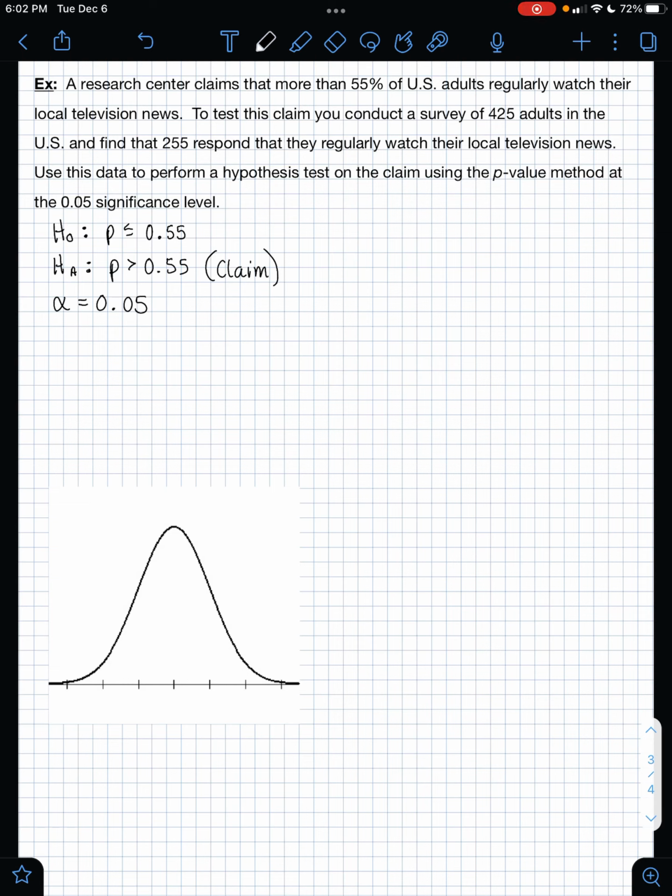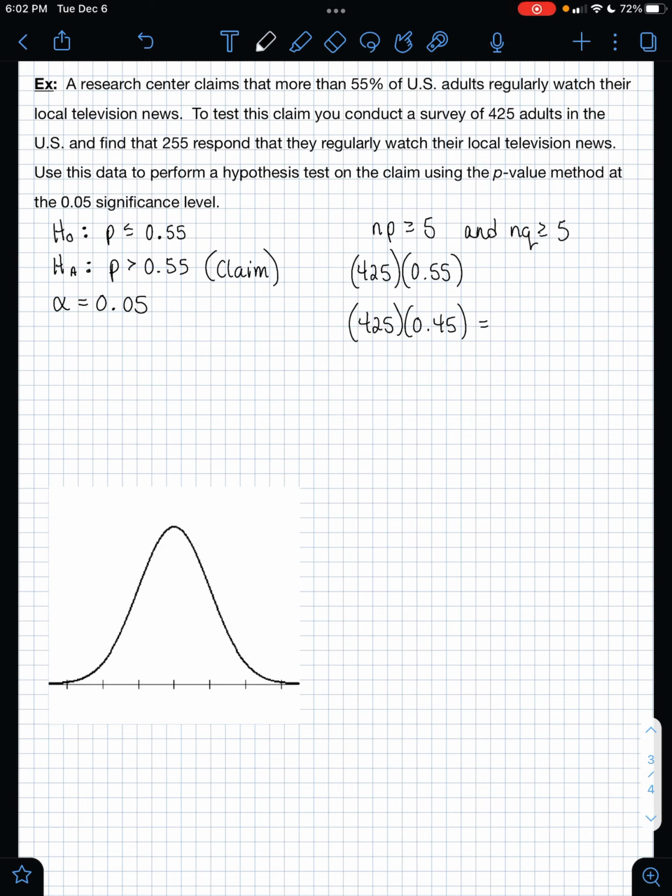Now, before we go too far, we should just double check that n times p is greater than or equal to 5 and n times q is greater than or equal to 5. In this case, q is the smaller value because p is 0.55. So our sample size is 425 and our p value is 0.55. Our q value then is the complement of p, which would be 0.45. So again, we only have to check the smaller of the two.